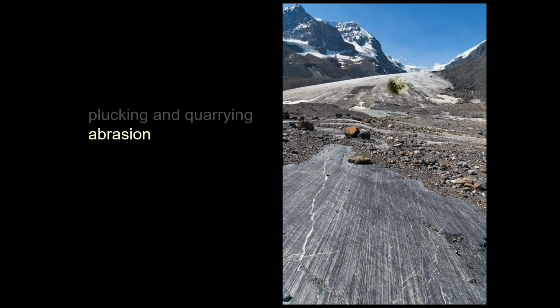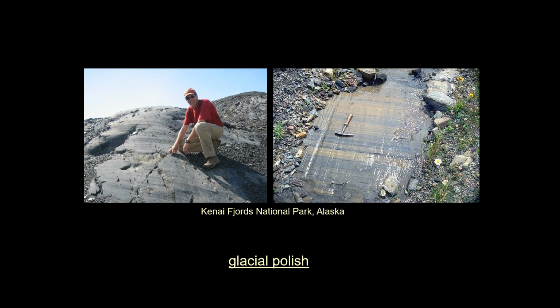A second way that glaciers erode is through abrasion, just rock that's carried by the glacier coming in contact with bedrock. And you can see that here in this example of a very smooth surface. You see the glacier here retreating in the background, but the glacier only recently passed over this rock and helped to smooth it out.